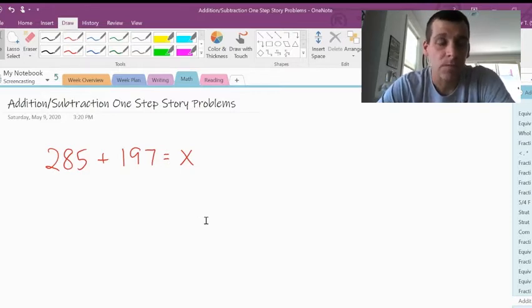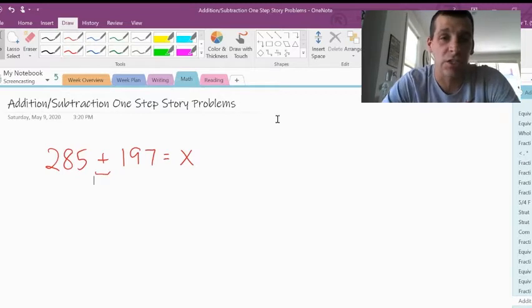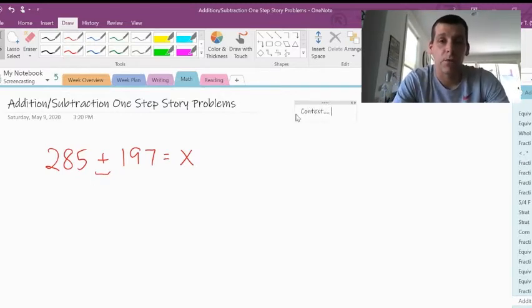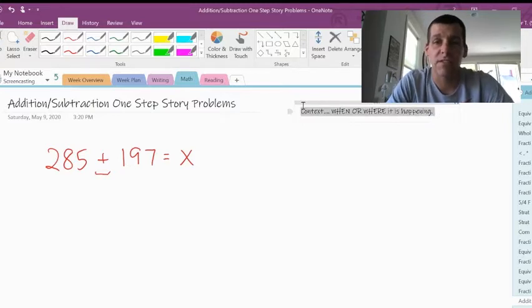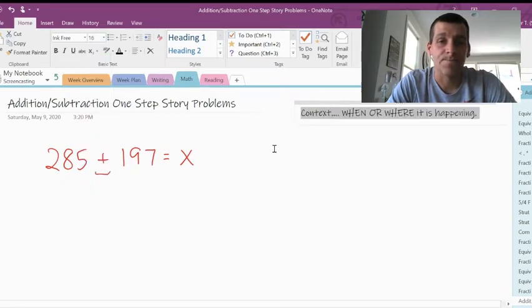Our unknown in our problem. So in this case, I've got 285, and I've got 197, and I know that it means adding, right? It's already given to me in my equation. I want to provide this idea of a context. When we think of a context, it's when or where it is happening. We really want to be thinking about this because it gives us an idea about how that might make sense for us all together.